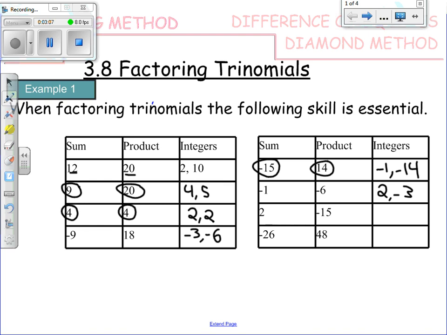2 things that add to be 12 and multiply to be negative 15. 5 and negative 3. Oh, never mind. 5 and negative 3. Sure. Yeah. 5, negative 3. And things that add to be negative 26, multiply to 48. Negative 24 and negative 2. Negative 24, negative 2. Pretty simple. Just kind of messing around with numbers a little bit.